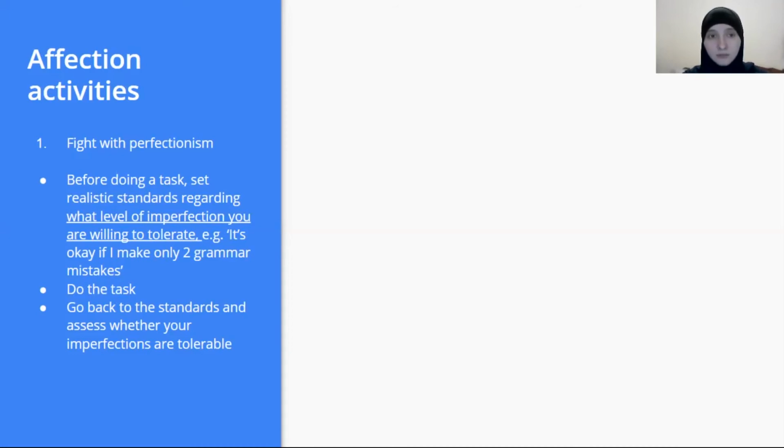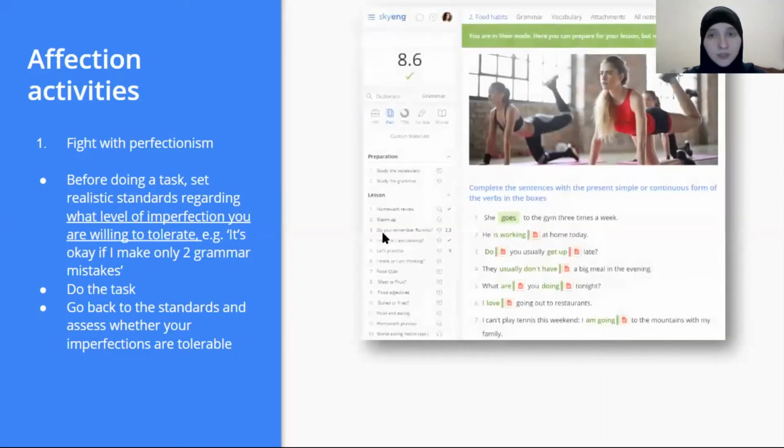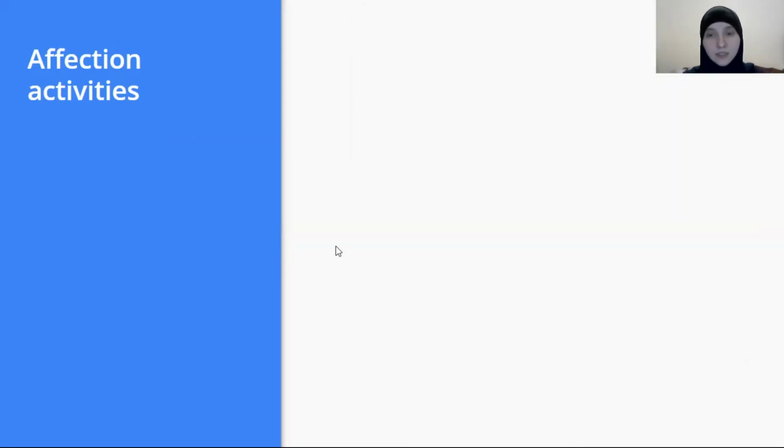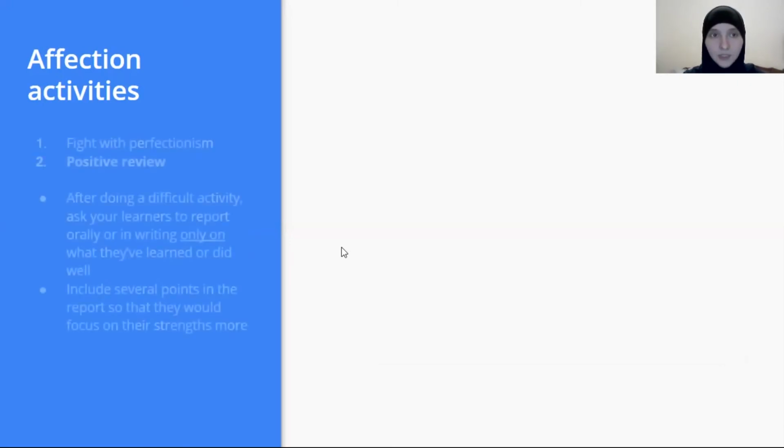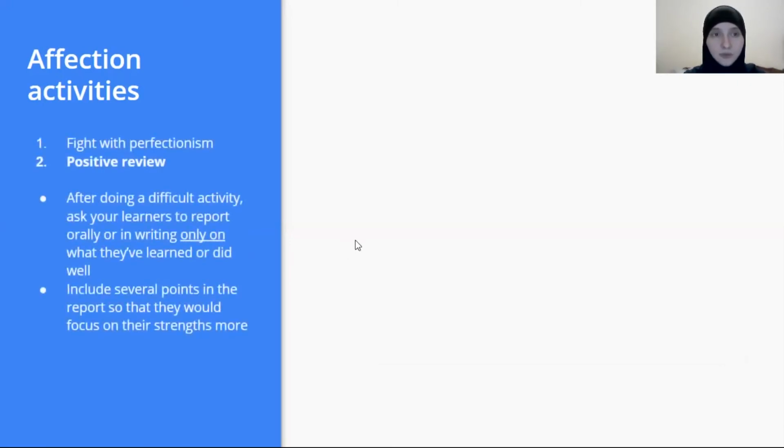If you see that the level of imperfection was okay, then it's fine. So your student doesn't have to exaggerate, they don't have to panic and feel disappointed in themselves. Here we have this exercise and the students really made some mistakes, but that's okay if we firstly set some realistic standards. Now another idea, positive review.